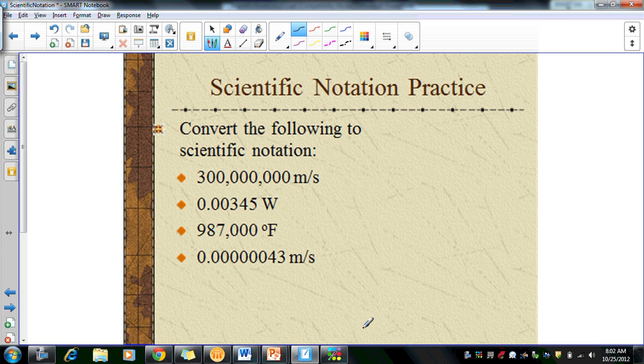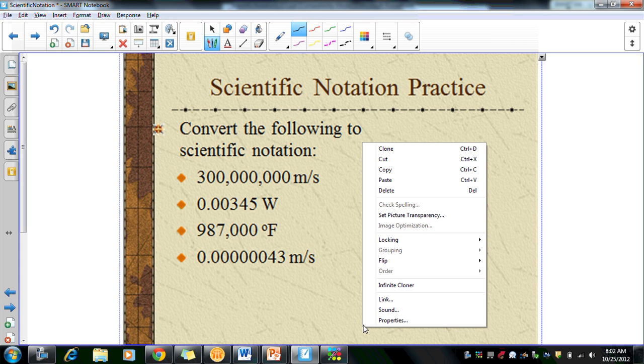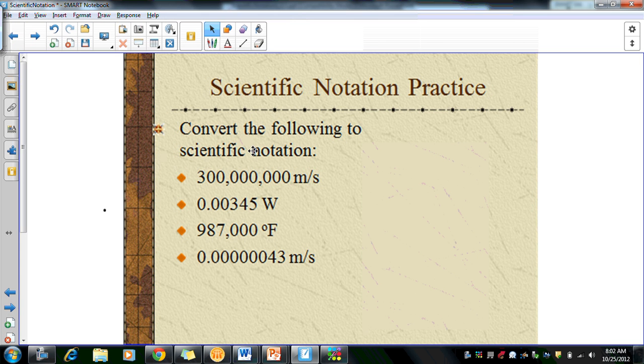All right, so let's do some practice, and then we'll talk about going the other direction. So 300 million meters per second.